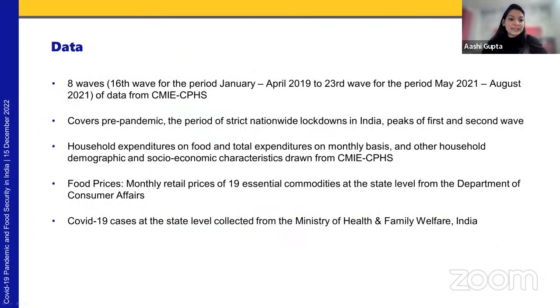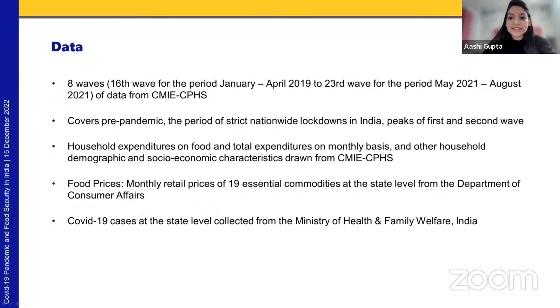So talking about the data, we have used 8 waves of data from the Consumer Pyramids Household Survey conducted by the Centre for Monitoring Indian Economy. These 8 waves are from the 16th wave for the period of January to April 2019 to the 23rd wave for the period of May to August 2021. So majorly we have tried to cover a year before the pandemic, as well as the deadly 2020 year, as well as the second wave in 2021.